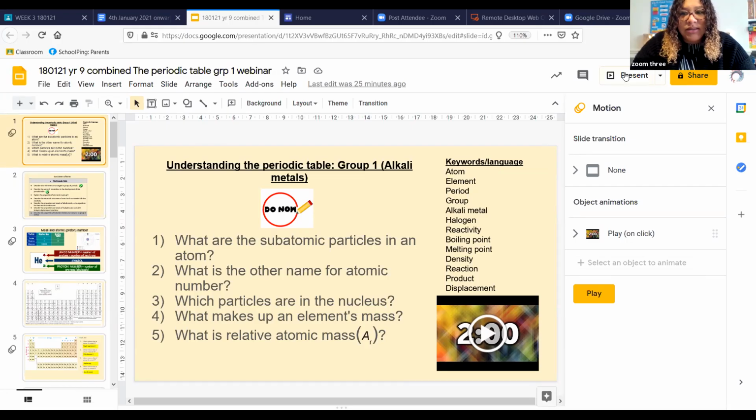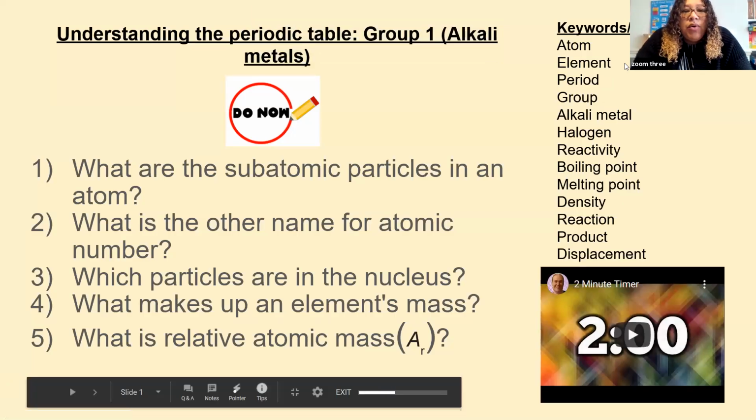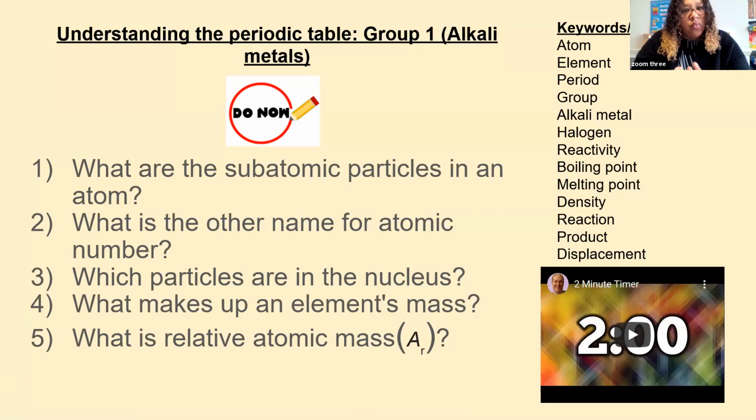Right, let us begin. The periodic table is absolutely crucial for your understanding of science, and being able to understand what's going on and what it's telling you is really important. So we thought we'd start off by having a look at the different subatomic particles in an atom. There are 5 questions there. I want you to have a little consider. We will go through the answers shortly.